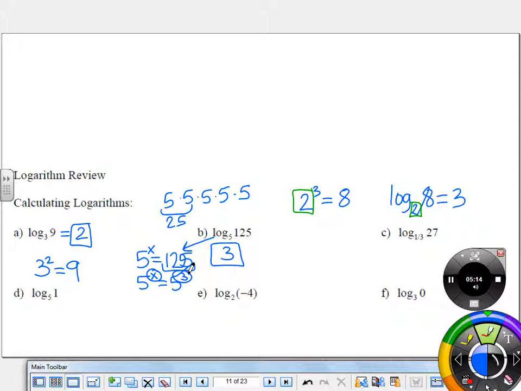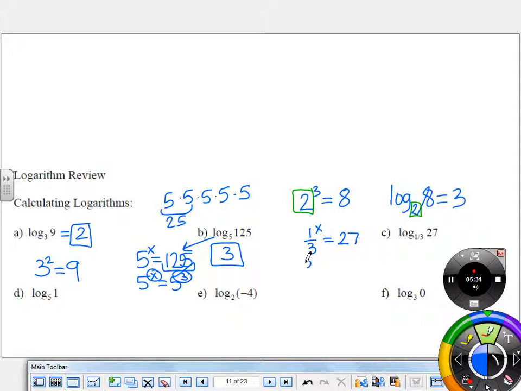And then I know that 3 to the 3rd power would give me 27. If you're not good enough with exponent rules to do that mental math, then you go through rewriting it. Okay, this problem is asking me 1/3 to what power would equal 27. And then I want to rewrite each of these with the same base.